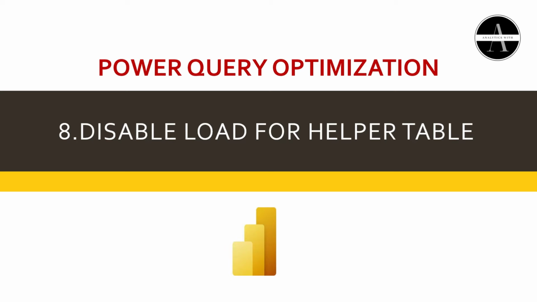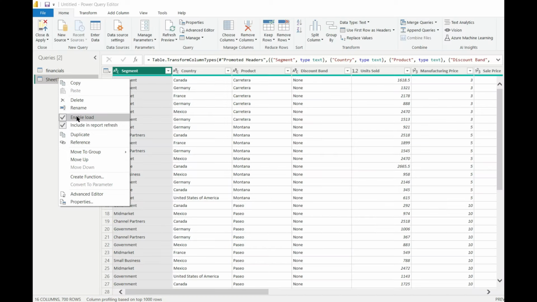Point number 8, disable load for helper tables. If you have helper tables that are not used directly in your report, make sure to disable their load to the model. You can do this by unchecking the enable load option in Power Query. This keeps them out of the final data model and speeds up the performance.